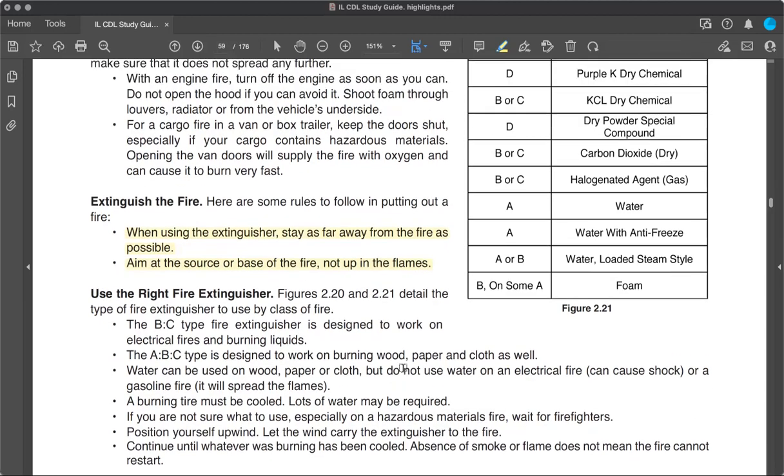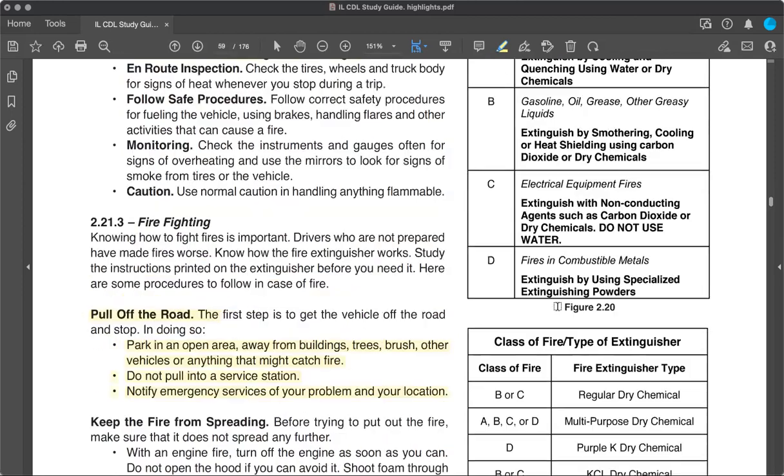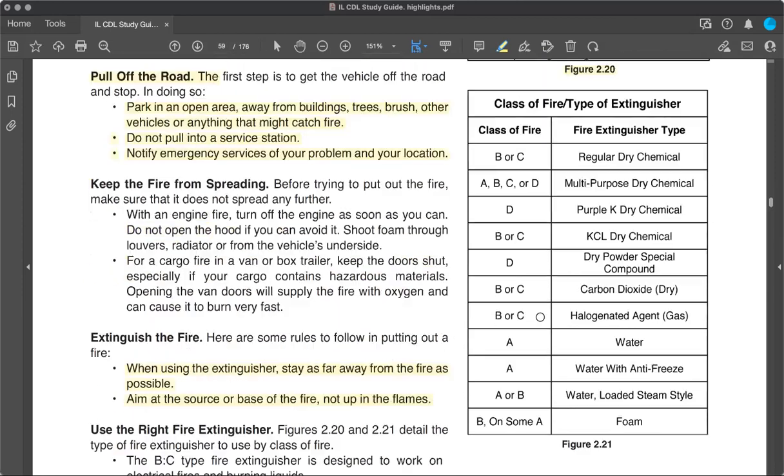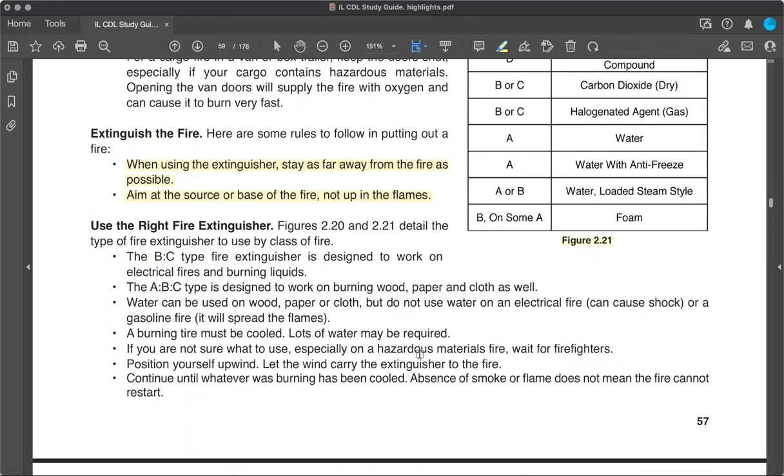And all of these bullet points are actually also shown in the figures to the right. So figures 2.20 and figure 2.21 show you an example of what these bullet points are talking about. If you go to the first bullet point, it says the BC fire extinguisher is designed to work on electrical fires and burning liquids. An example of burning liquid would be fuel or gasoline. And then the second bullet point says the ABC type is designed to work on burning wood, paper, and cloth.